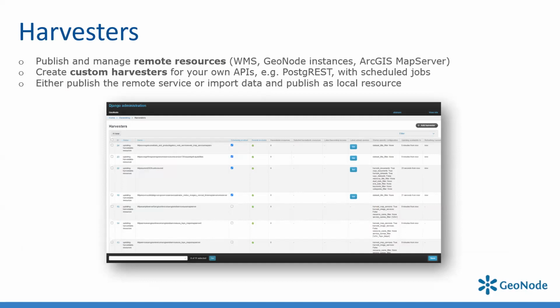But now you can also create your own custom harvesters, as we have done for some customers that were exposing data over a PostgreSQL API. So we created a harvester for the PostgreSQL API, and we have a live experience now with a customer that has a scheduled harvester that periodically uses the PostgreSQL APIs from their backend services to pull data and publish it on their GeoNode hub instance.